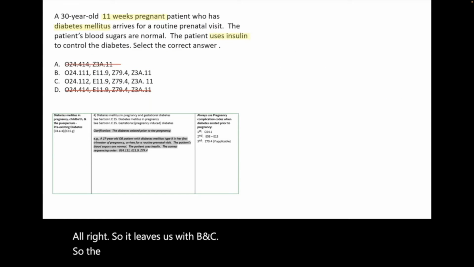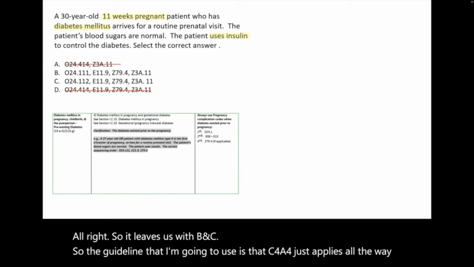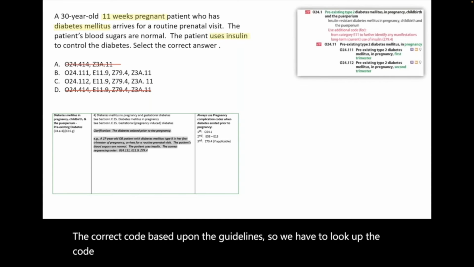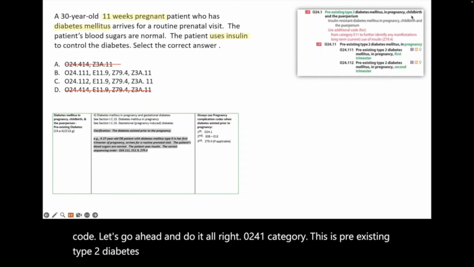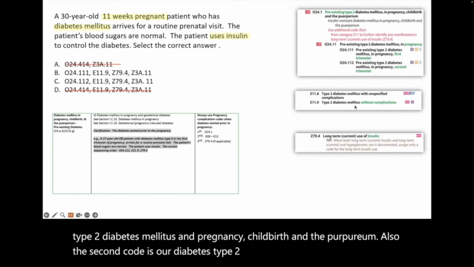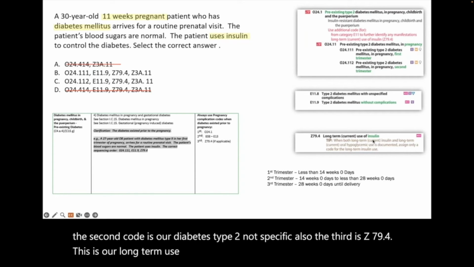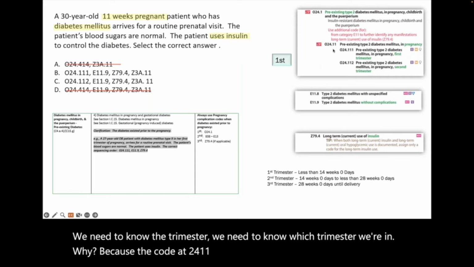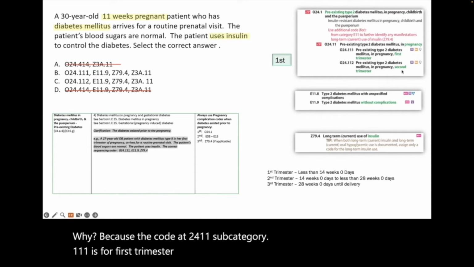The guideline that I'm going to use is that O24.1 just applies all the way around. And there's no way we can tell the correct code based upon the guidelines, so we have to look up the code. Let's go ahead and do it. All right. O24.1 category. This is pre-existing type 2 diabetes mellitus in pregnancy, childbirth, and the puerperium. The second code is our diabetes type 2, not specific. The third is Z79.4. This is our long-term use of insulin. And you know what we need to know? We need to know which trimester we're in. Why? Because O24.111 is for first trimester, and 112 is for the second trimester.